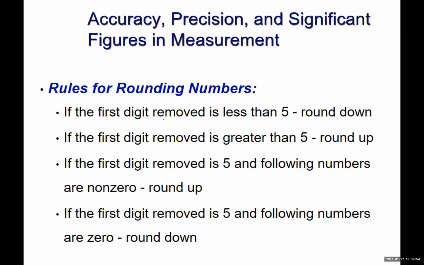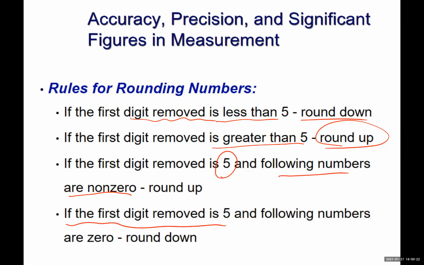If the digit that you are removing is less than 5, round down, that means ignore it. If the first digit that you are removing is greater than 5, you round up. What if the first digit you are dropping is 5? You look at what is coming after. If the following numbers are non-zeros, they are digits, round up. If you're dropping 5 and the following number is 0, round down.